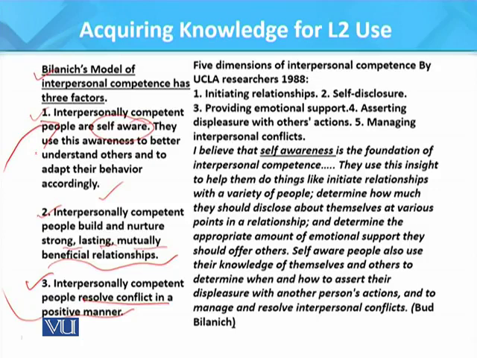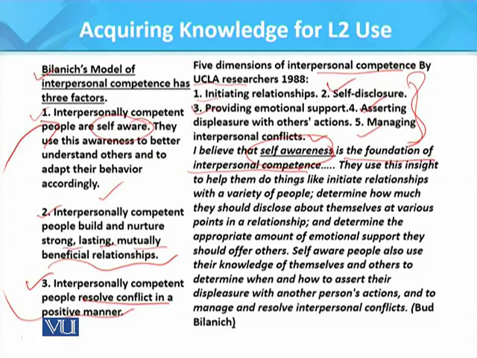The other interpersonal competence model was introduced by the University of California, Los Angeles researchers, and they proposed 5 factors, which are initiating relationship, self-disclosure, providing emotional support, asserting displeasure with others, and managing interpersonal conflicts. Now, looking at these 5 factors, Vilanish says that he believes self-awareness is missing among these 5 factors, and he thinks that it is the foundation of interpersonal competence.